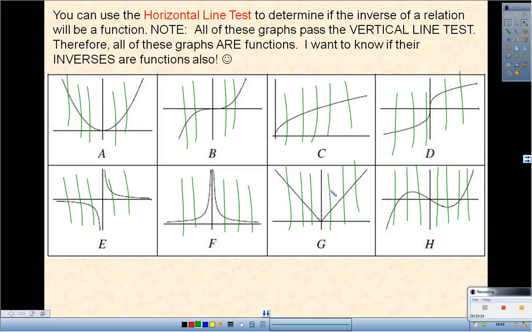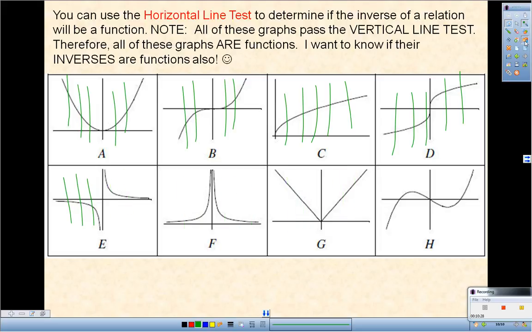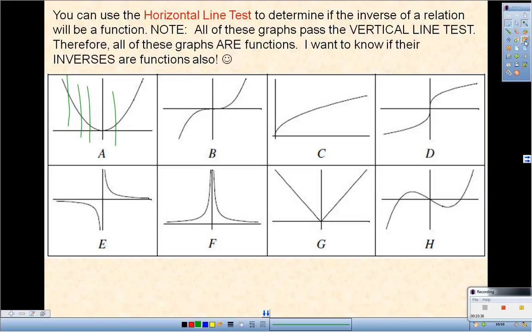So therefore, all of these are functions. There's no denying that. The question is, are the inverses of each of these also functions? So that's where the horizontal line test comes into play. I don't want you to get the two confused. You only use the horizontal line test to determine if the inverse of a relation is a function.